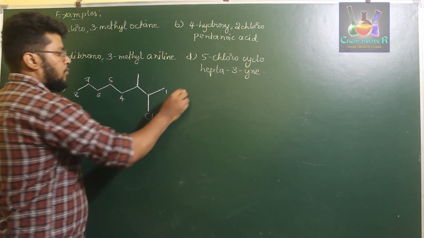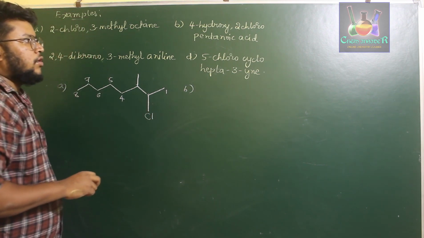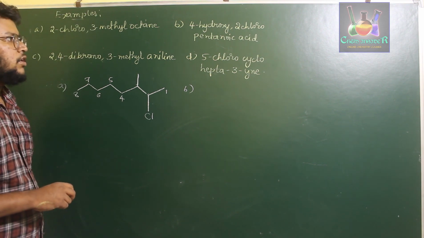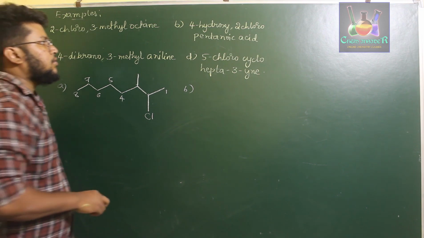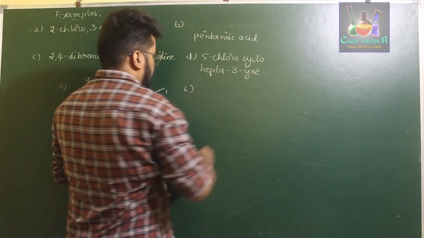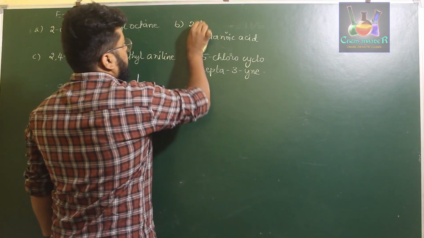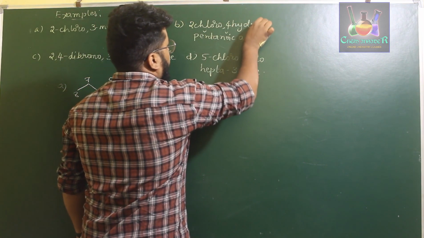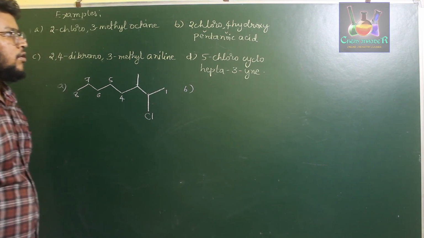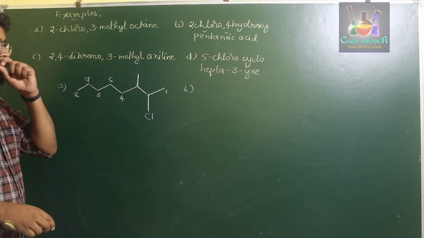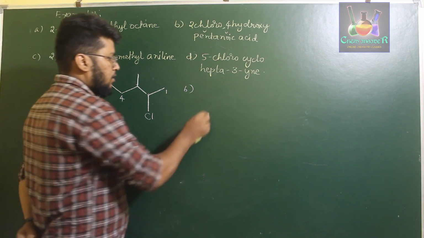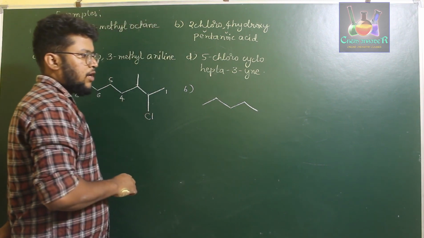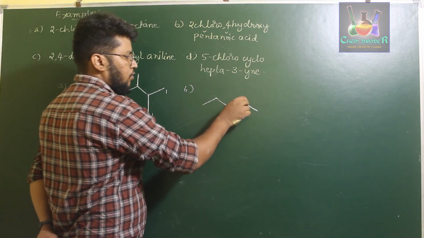Now for the second compound, they have given us 4 hydroxy 2 chloro pentanoic acid. So it should be 2 chloro 4 hydroxy, because alphabetical order has to be represented. 2 chloro 4 hydroxy pentanoic acid. Since they have given pentane, that means 5 membered carbon atoms. 1, 2, 3, 4, 5. Okay, so this is a 5 membered group.